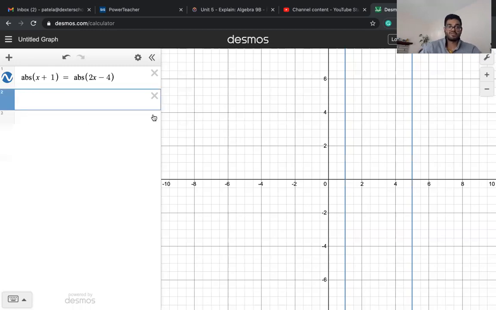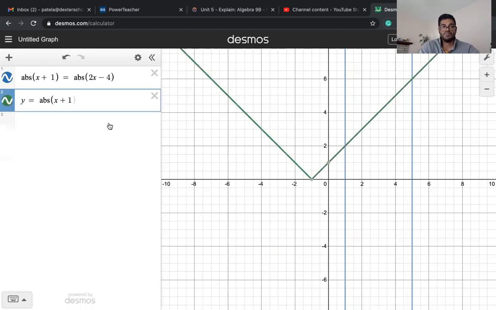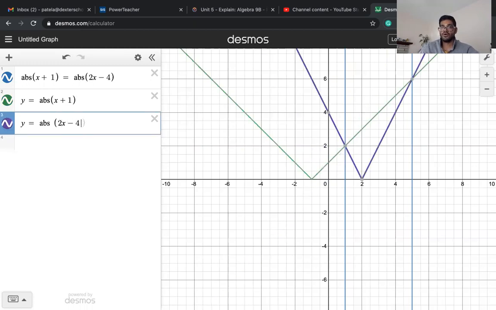And if I break this into two separate equations, y equals ABS of x plus 1 and y equals ABS of 2x minus 4. Lo and behold, I have the places where they cross twice, at (1, 2) and (5, 6). And so again, just more ways of solving the same thing, different representations, using graphing to help us as well.